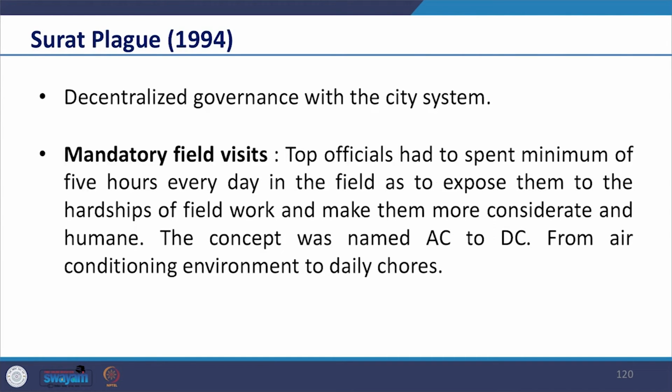Decentralized governance with the city system, mandatory field visit: top officials had to spend minimum 5 hours every day in the field so as to expose them to the hardship of the field work and make them more considerate and humane. The concept was named as AC to DC, which meant from air conditioning environment to the daily chores.